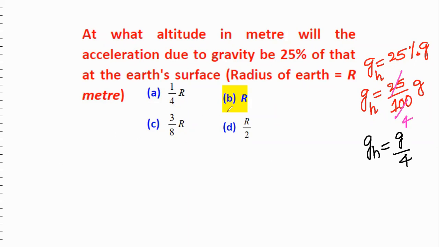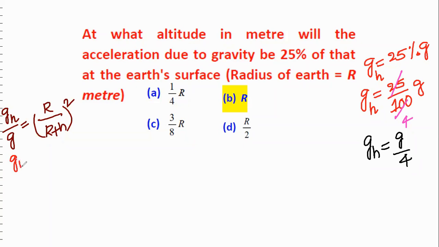Then when we take that, if h is much more than or equal to the radius, then we will take the relation between the acceleration due to gravity g and radius: g_h divided by g is equal to R divided by R plus h whole square.